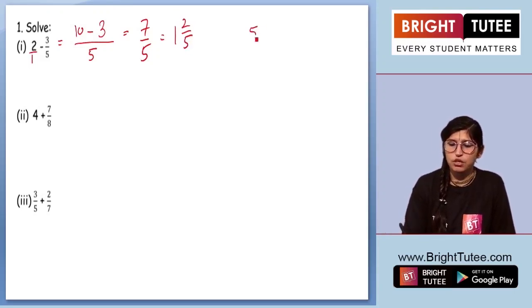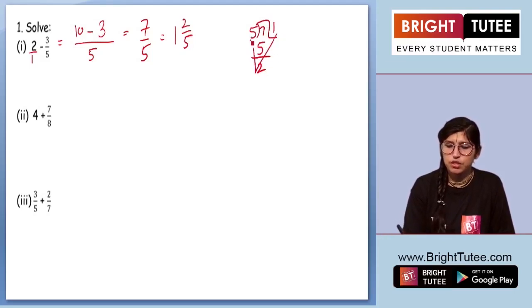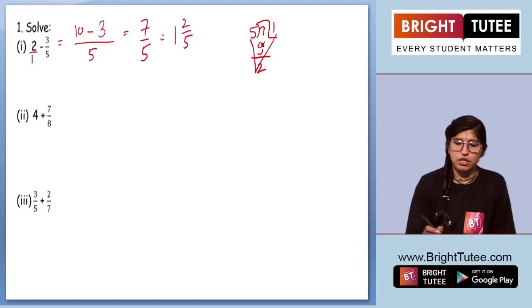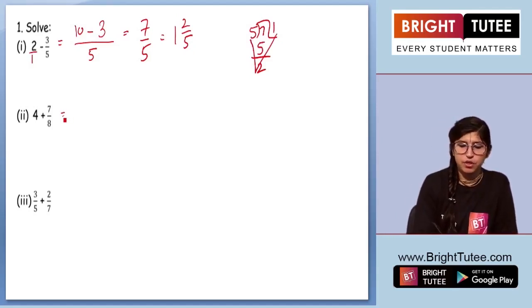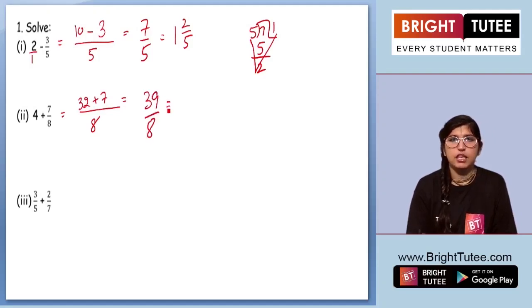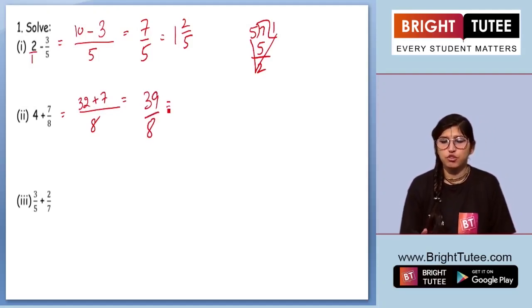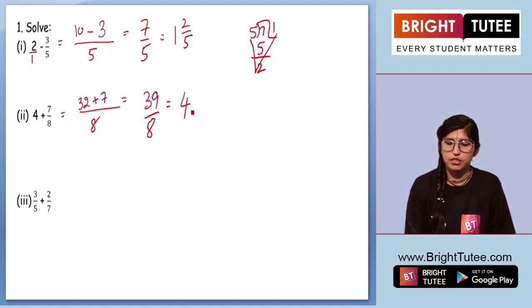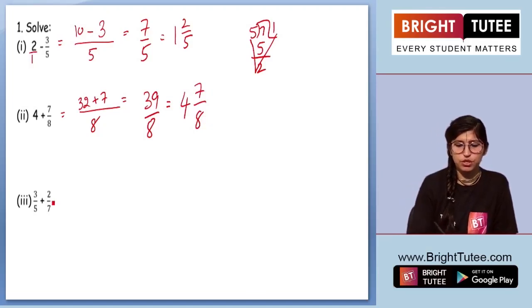And I hope that you all are aware of how we convert it to a mixed fraction. Now let's move on to the second part. So over here, we'll be getting an LCM as 8. So 8 times 4 is 32 plus 7, which is 39 by 8. Now since it is not in standard form itself, we'll be converting it to a mixed fraction. So we'll be getting 4, 7 over 8.